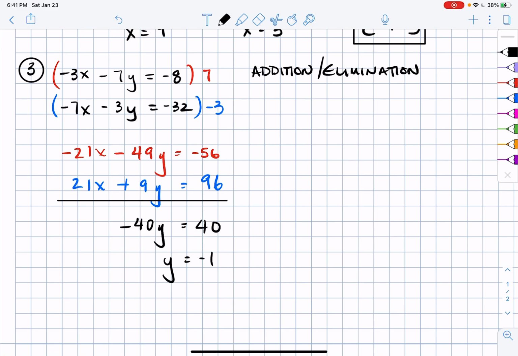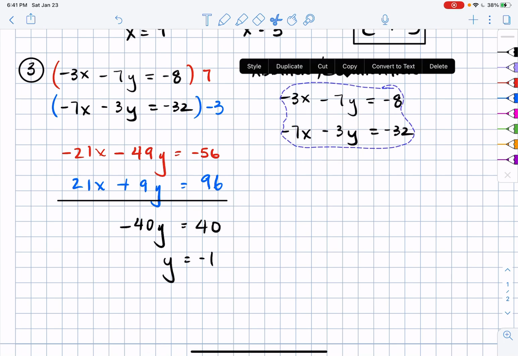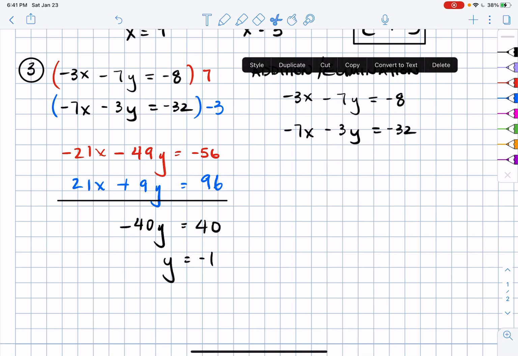Now I can certainly throw that y back into the first or second equation and get my x if I want to. However, I'm going to go ahead and do this. I'm going to go ahead and take this here, and I'm going to go ahead and show double elimination. So I'm going to come over here. Now what I'm going to do is I'm going to eliminate the y.